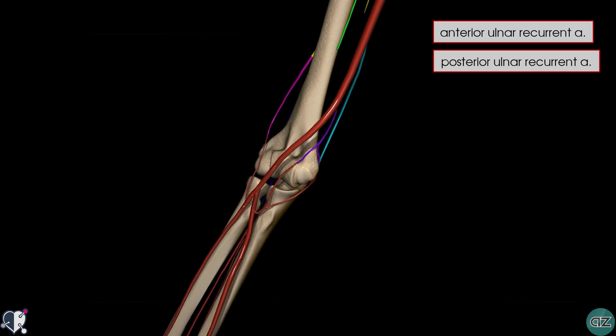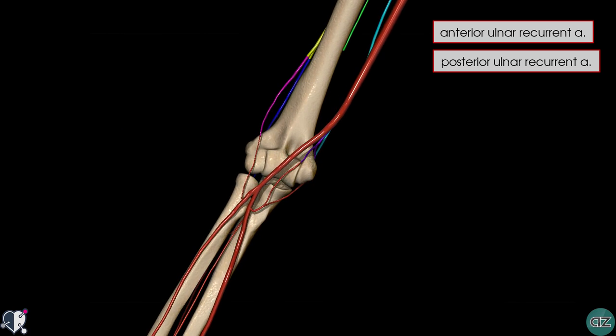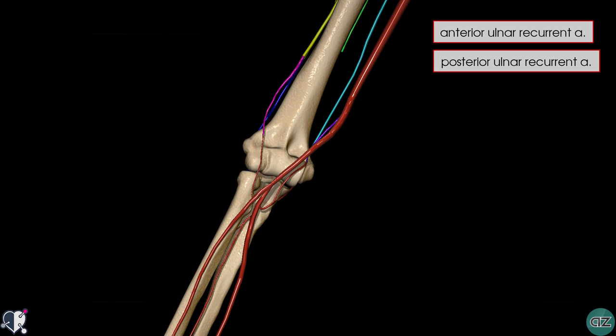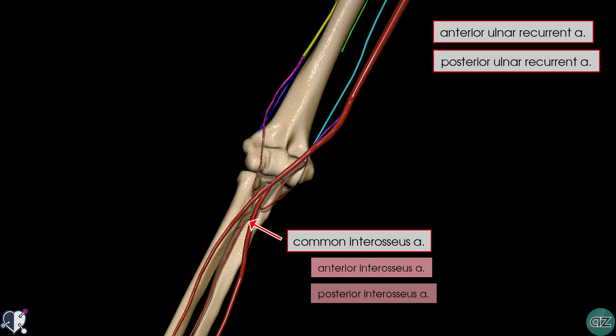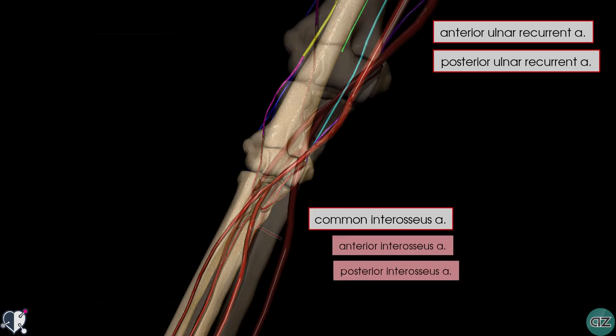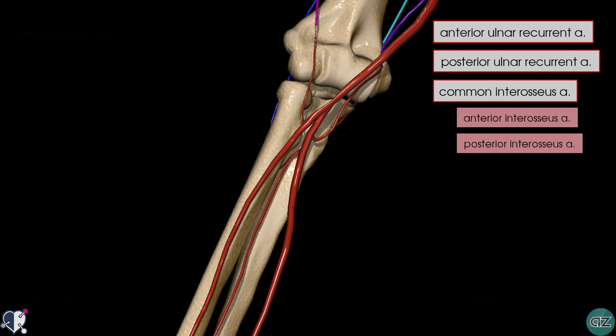Now a little bit more distally, there's another branch given off the proximal ulnar artery. This is the common interosseous artery, which divides into an anterior branch and a posterior branch. I've zoomed in a little bit closer and you can see here the anterior interosseous artery, which descends down the forearm on the anterior aspect of the interosseous membrane.